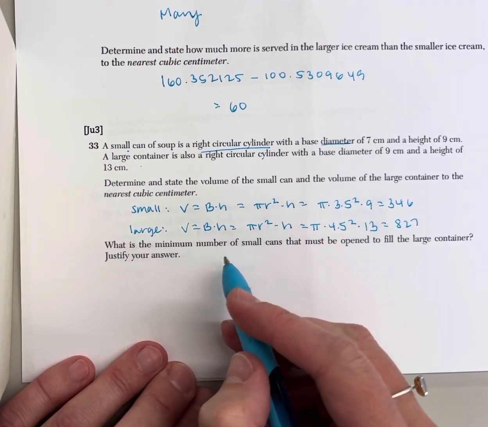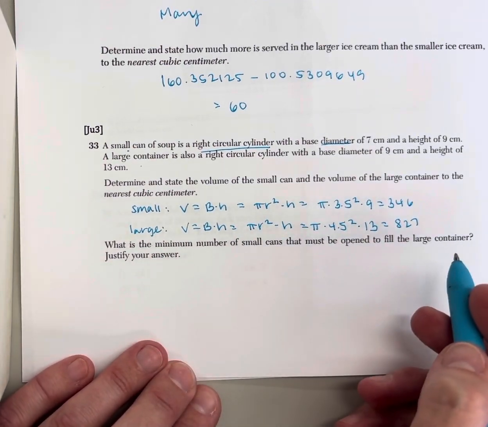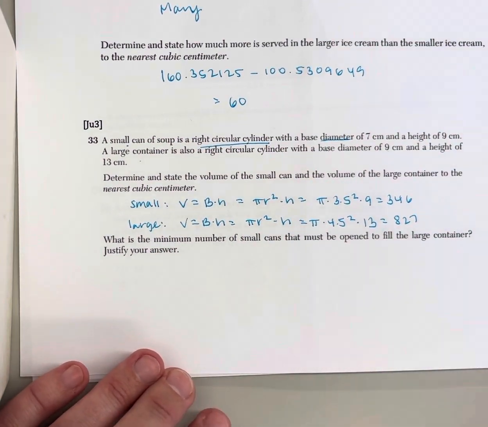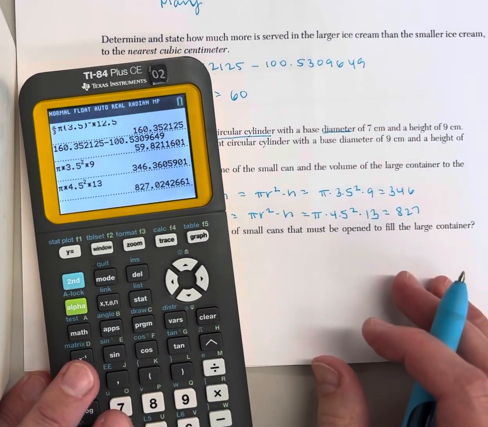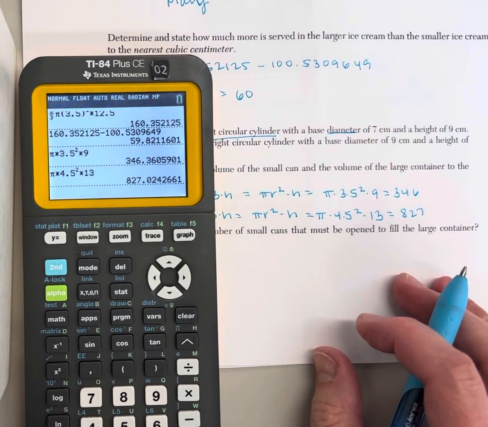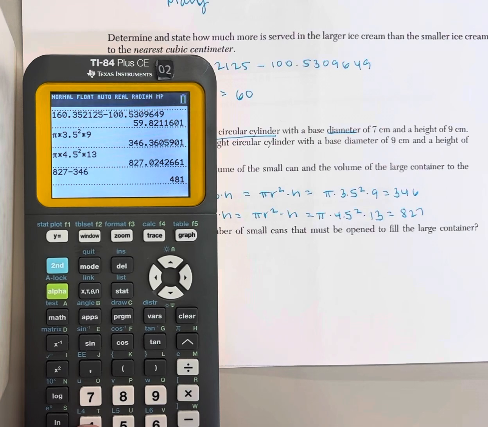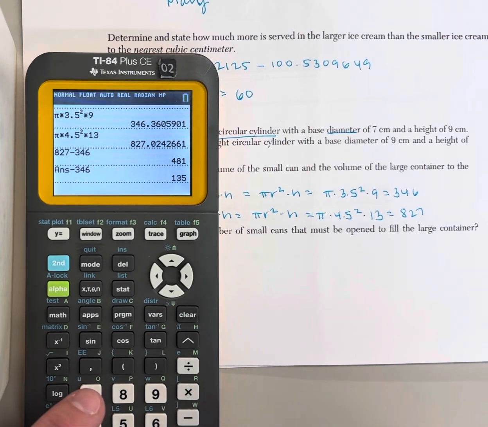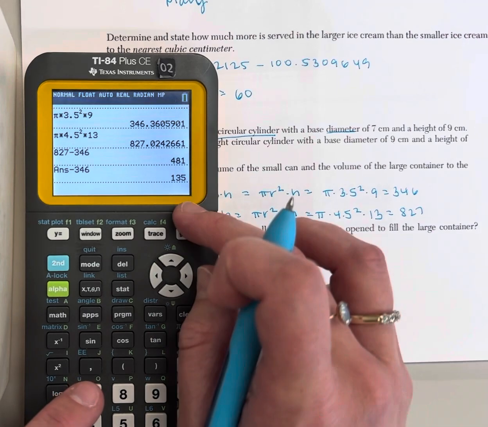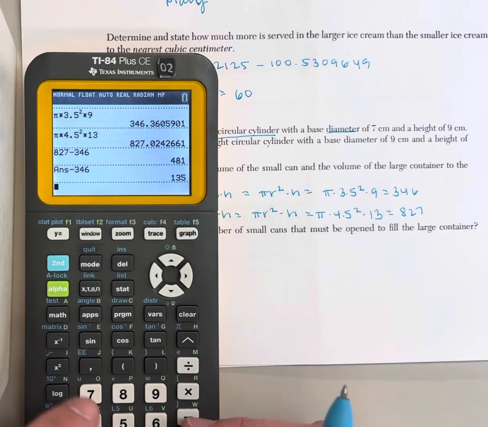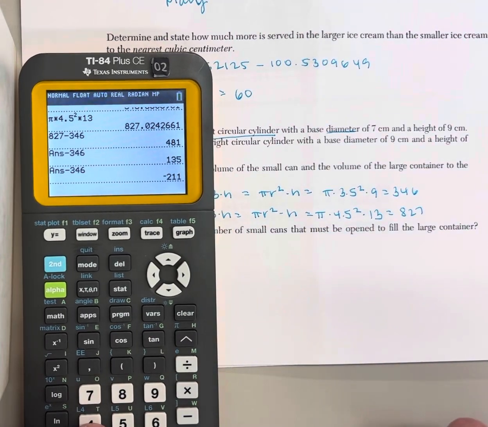What is the minimum number of small cans that must be opened to fill the large container? So, I mean, you can do this logically. You have to fill 827, so you could start thinking, okay, if I filled it once, I'd have 481 left. If I filled it with another one, I'd have 346 left, or I'd have 135 left, so I'd need to open another can to do it, so that's three cans.